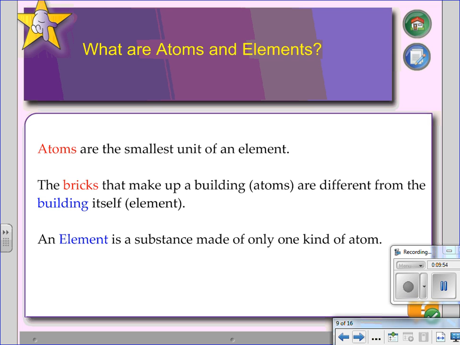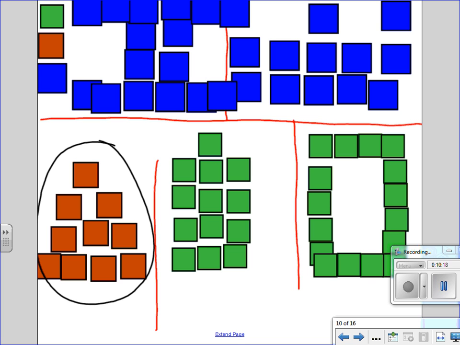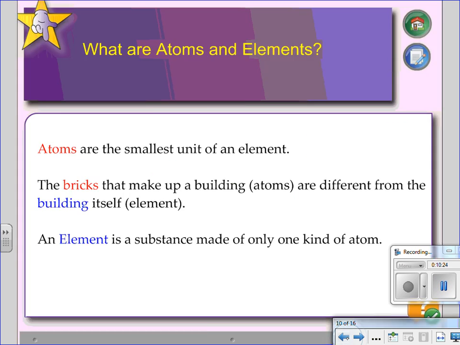Atoms, we said, are the smallest unit of an element. They're the bricks that make up a building, and if we talk about this, we made our own buildings here. And each block represents one atom, one kind of atom. So here we only have the red atoms. So this whole substance right here is made up of one kind of atom, and we would call this an element. So let's go back to our definition. An element is a substance made of only one kind of atom.